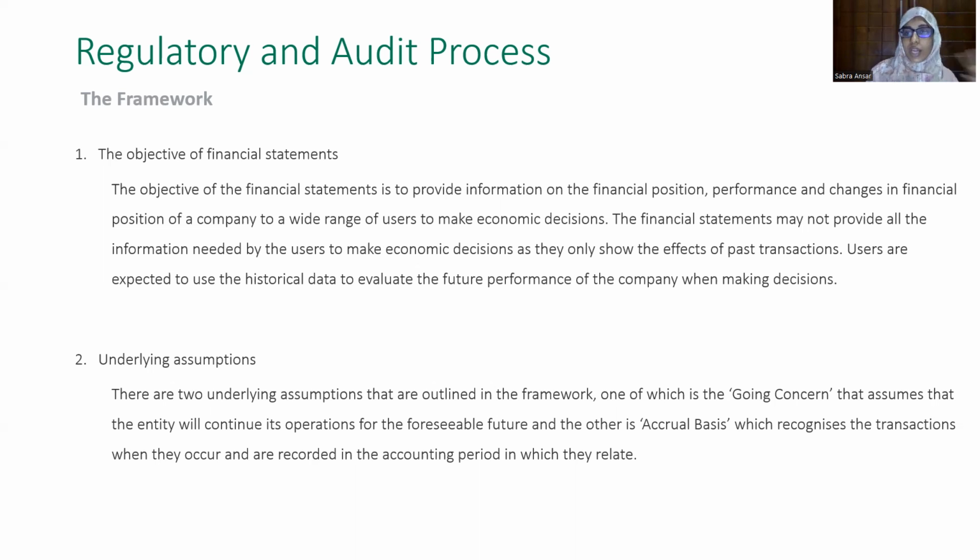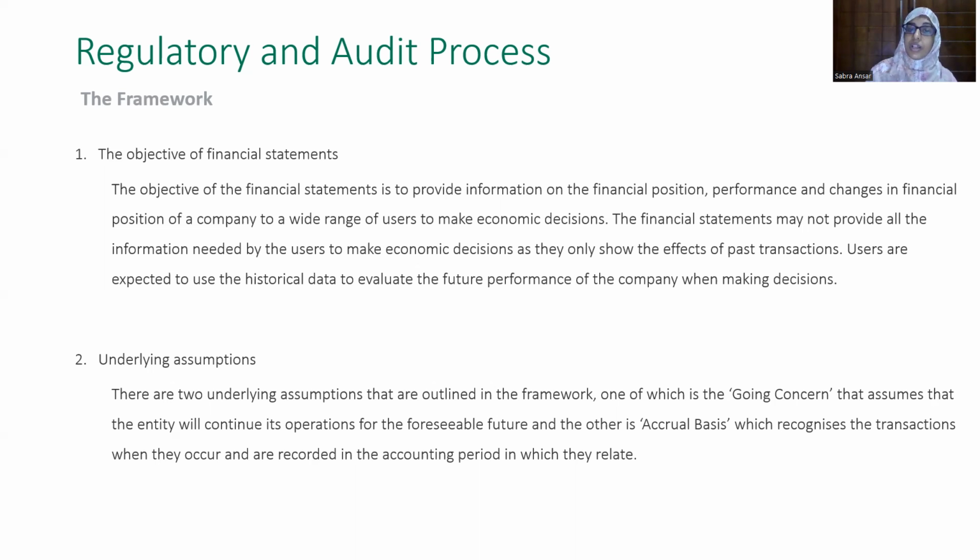Now we will move on to the underlying assumptions. There are two main underlying assumptions that are outlined in the framework. One is called the going concern, which is the assumption that the entity will continue operations for the foreseeable future. We need to understand that this company will be there in the year after, or in another 5 years. That is the assumption that they have. That is the first assumption, which is called going concern.